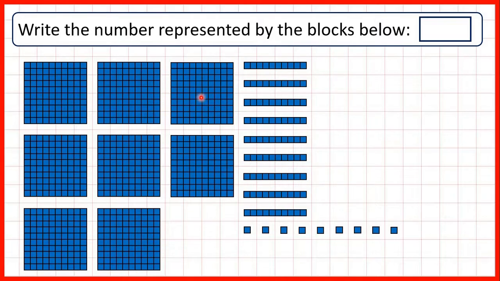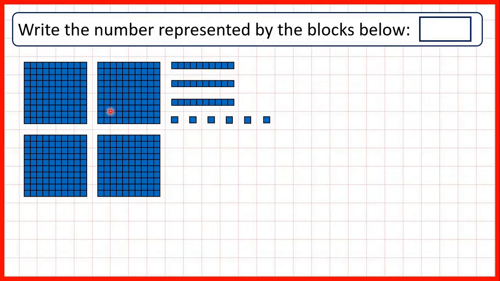100. So to write the number represented by these blocks, we need to count how many of each block we have, starting with our largest blocks, so our hundreds. We have 8 hundreds, so we can write 8 as our hundreds digit. We have 9 of these tens blocks, so that's 9 as our tens digit, and we have 9 ones, so that's 9 as our ones digit. So we have the number 899.